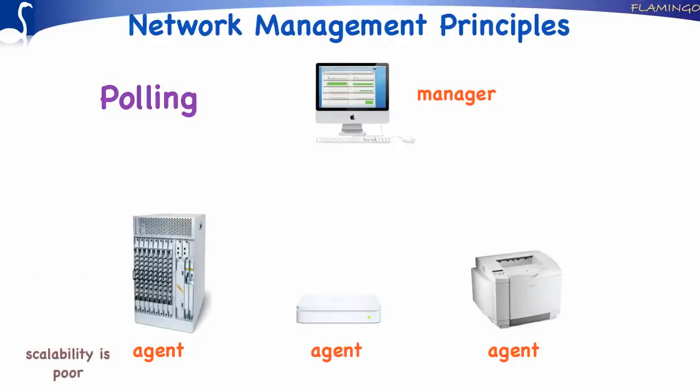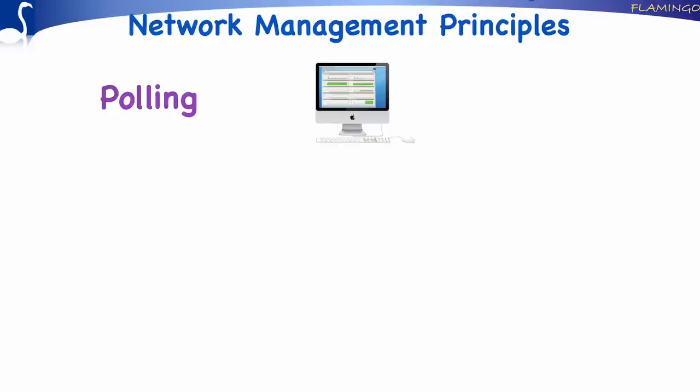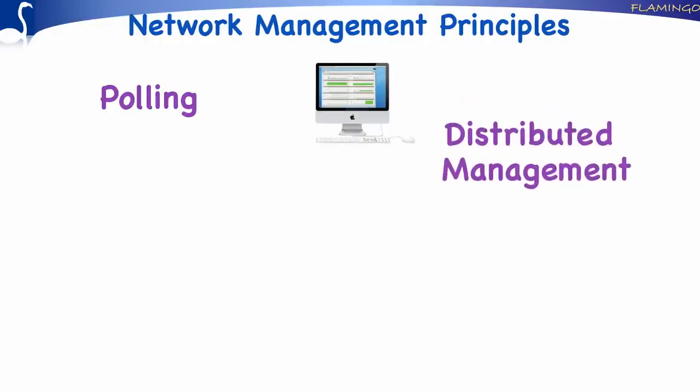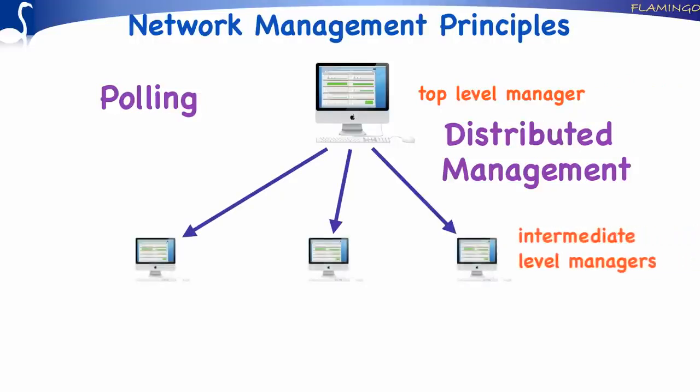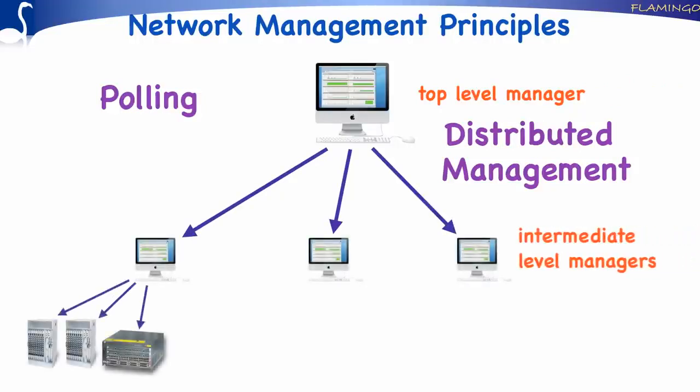Scalability is therefore poor, and if thousands of devices need to be polled, the tasks of the manager should rather be distributed over several managers. To distribute the management functionality of the original manager, a hierarchy of managers can be created. In such hierarchies, the top-level manager interacts with the intermediate or mid-level managers, which in turn poll the various agents.